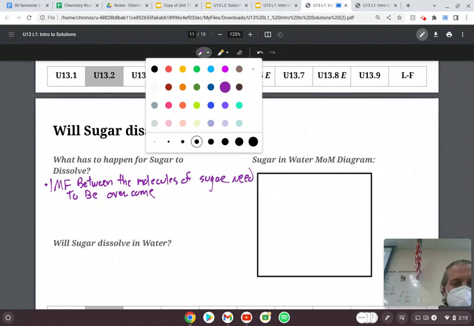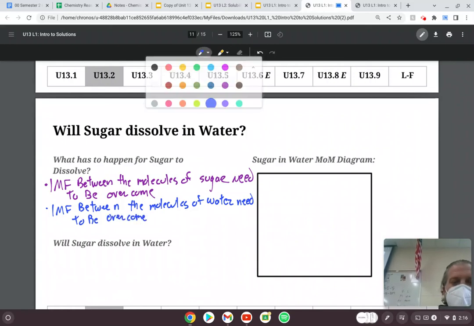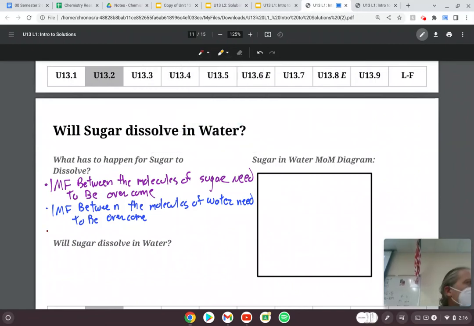And the intermolecular forces of attraction of water, the molecules of water, also need to be overcome. And then the sugar and the water need to now form new intermolecular forces of attraction to each other.